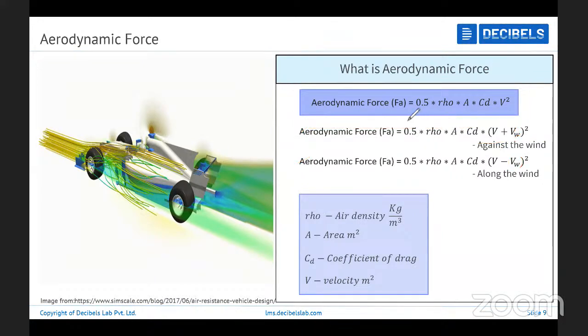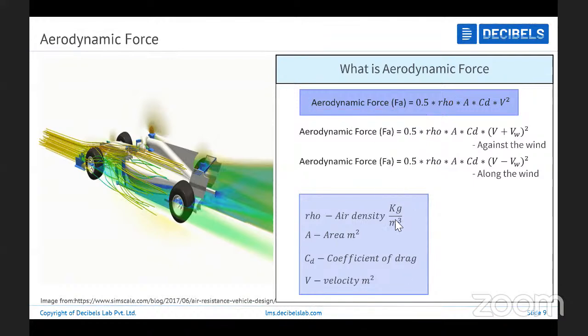So here, aerodynamic force is equal to 0.5 rho, the frontal area of your vehicle, CD, that is the coefficient of drag, and V squared. All the parameters are directly proportional to the aerodynamic force. If any one of them increases, it's going to influence the aerodynamic force.